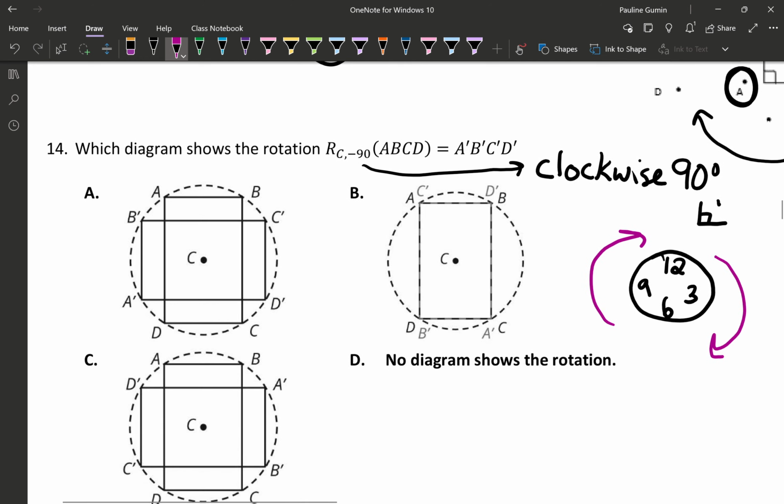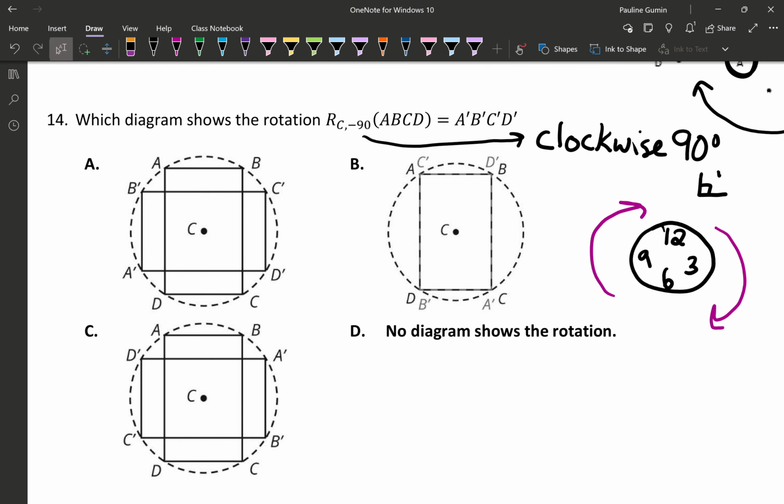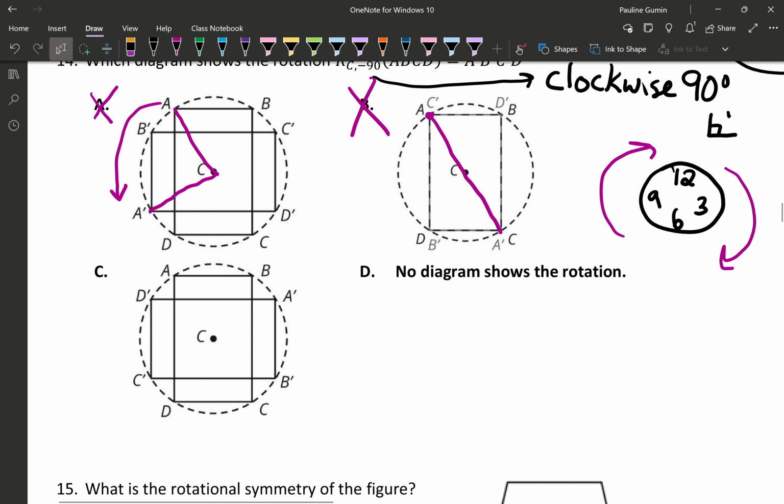So what I like to do is I just pick one letter that's labeled, and I see how it ends up at the prime. So in letter A, well, for all of them, let's just do A's. When I do this by hand, I like to connect A to the center, and then I'm going to connect it to the prime. So it looks like from A to A prime, I'm going this way, which is not clockwise. That's actually counterclockwise. Here, from A to the center, oh, that's a straight line. That's not even 90 degrees. That's 180. I'm not even going to bother with that.